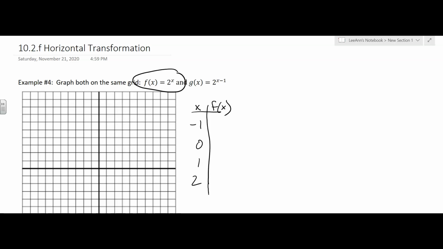So when you put in a -1, you're going to get 1/2 there. When you put in 0, you're going to get 1. When you put in 1, you're going to get 2. And when you put in 2, you're going to get 4. Now we can graph those ordered pairs.